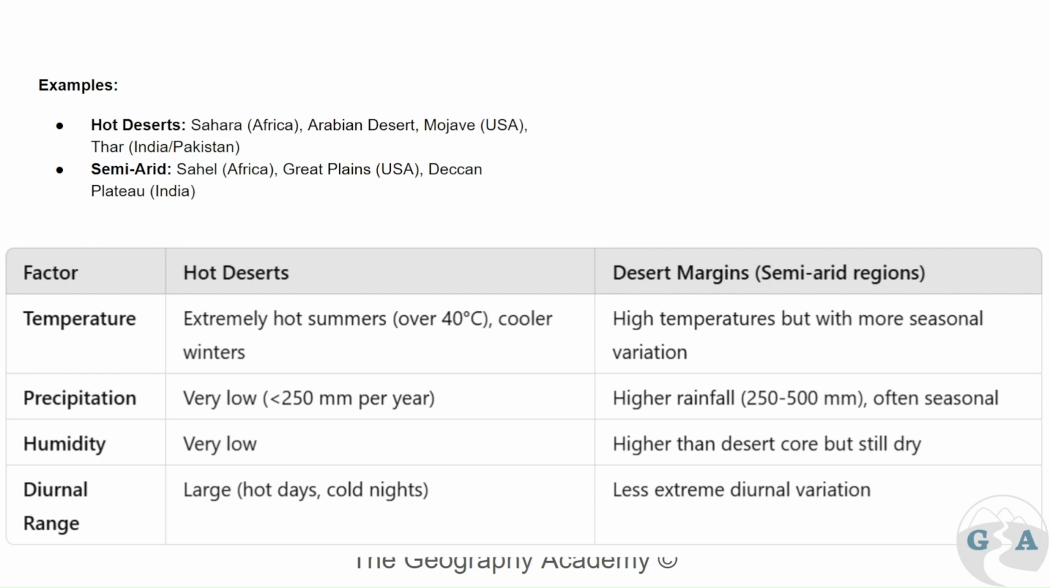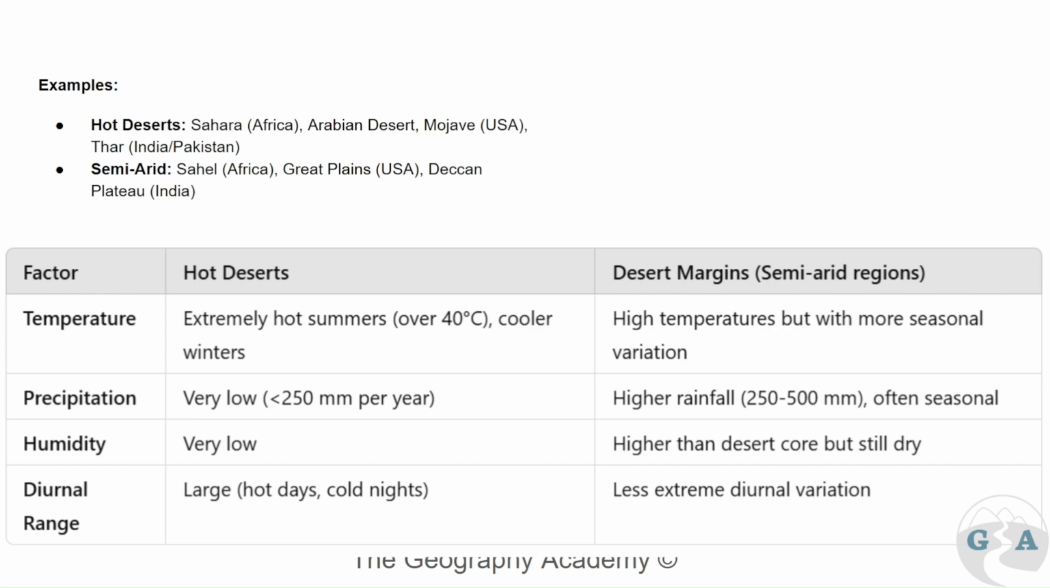The two we'll be focused on then are hot desert and some areas of semi-arid, which includes the Sahara, Arabian Desert, Mojave, and maybe part of the Thar Desert. Semi-arid then is the Sahel, Great Plains, and Deccan Plateau in India.